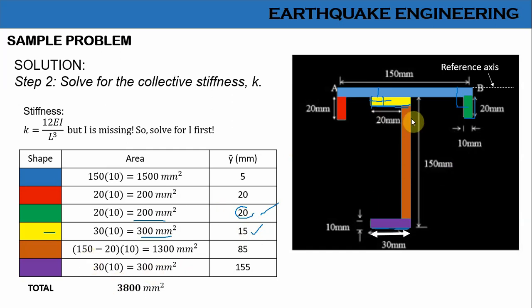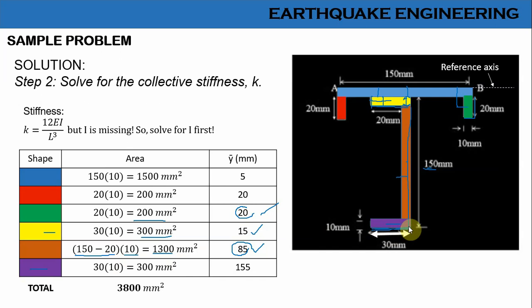And this one here, the brown: this side is 150 minus 10 minus 10, which is 130. 130 times the thickness of 10 gives 1,300. The centroid location: 130 divided by 2 is 65, plus 10 here, plus 10 here, 75 plus 10, 85. That's why it is 85. Now let's go to our violet shape, this one.